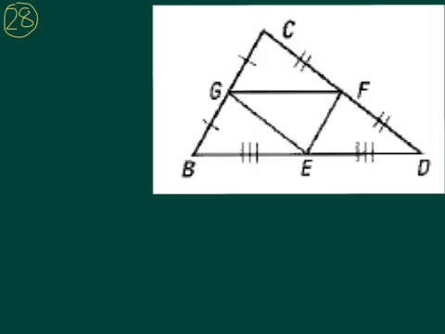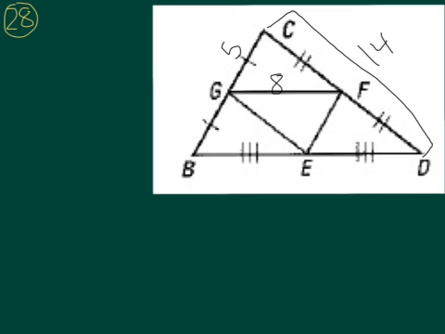Okay, the last problem that we're going to work on is number 28. We're just supposed to find the perimeter of this triangle, and they've given us some information here. They've told us that side CD is 14, GF is 8, and GC is equal to 5. They want us to find the perimeter. Well, I need CD, which is 14. I need BC, and I also need BD.